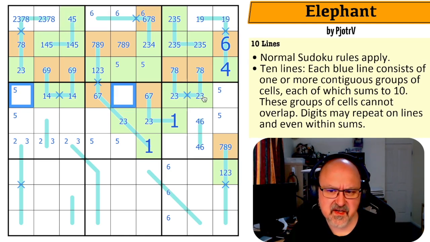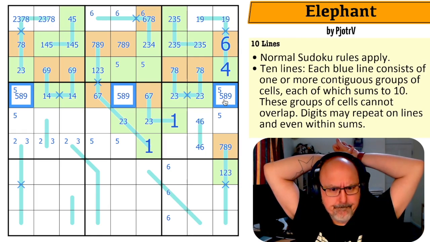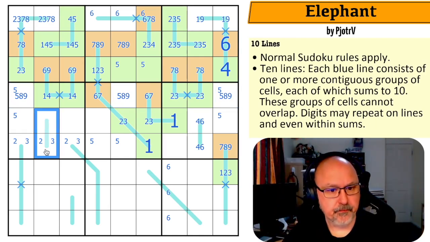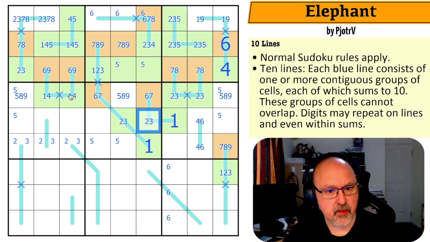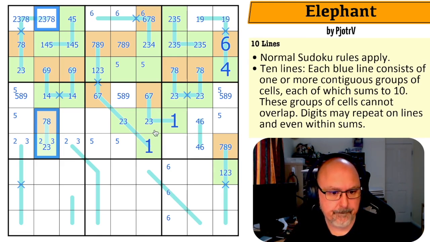These are 5, 8, and 9 for the row. And that seems completely useless. Tell you what's not useless, this line. This line needs to have a low and a high digit on it, but that can't be 1, 2, 3, or 4. That's the high digit. So this is the low digit. So this is 2, 3, and this is 7 or 8. Giving me 3 of 2, 3, 7, 8 in this column.